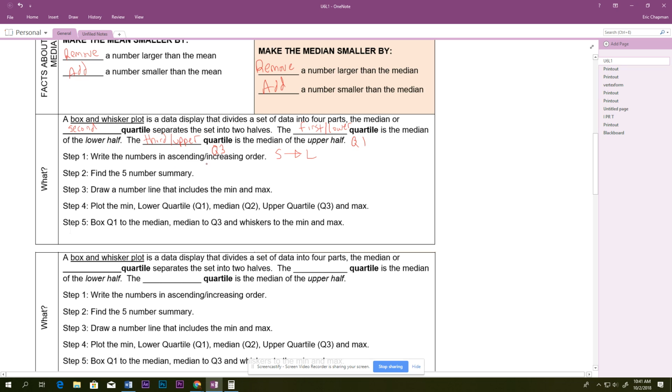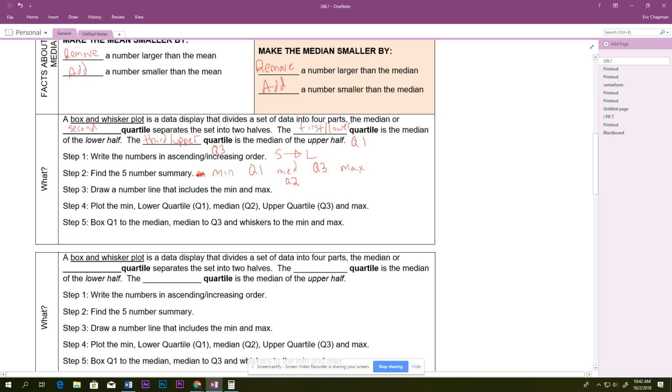What is the 5-number summary? That's pretty easy. That is the min, quartile 1, the median, or quartile 2. Let me erase that 3. It looks like a 3, but it should be a 2. All right, and then quartile 3, and then the max. That's a 5-number summary.